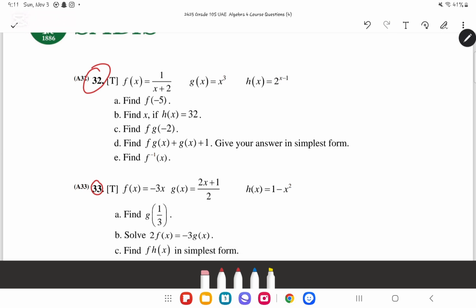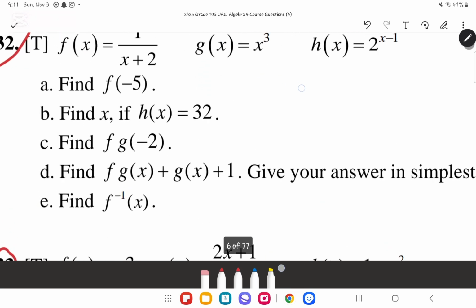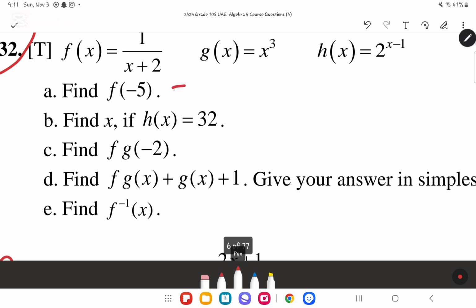We again have three functions, f(x), g(x), and h(x). They want us to find f of minus 5. Very simply, substitute the minus 5 in the x. So f of minus 5 is equal to 1 over (minus 5 plus 2), which is equal to 1 over minus 3, which is minus 1 over 3. So f of minus 5 is equal to minus 1 over 3.